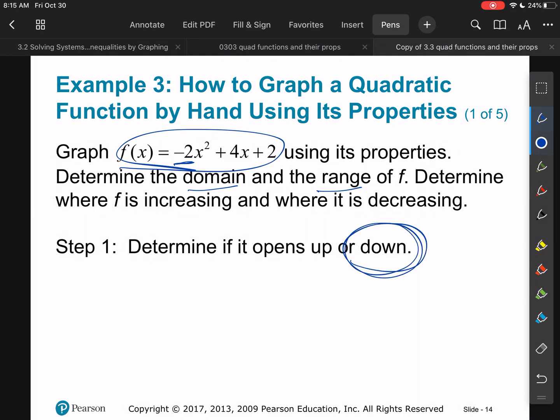Therefore, I know this is opening down. Okay, so I'm going to get a picture that looks like this. I don't know how wide it's opening, that could be moving around later, but at least I have a visual.